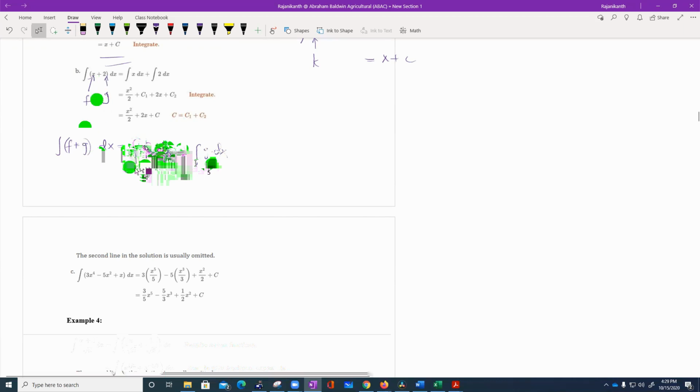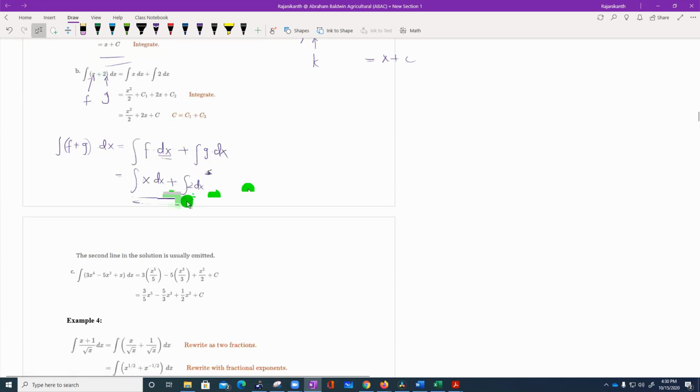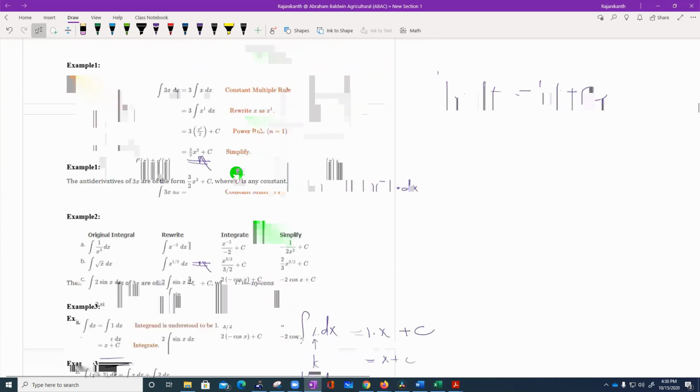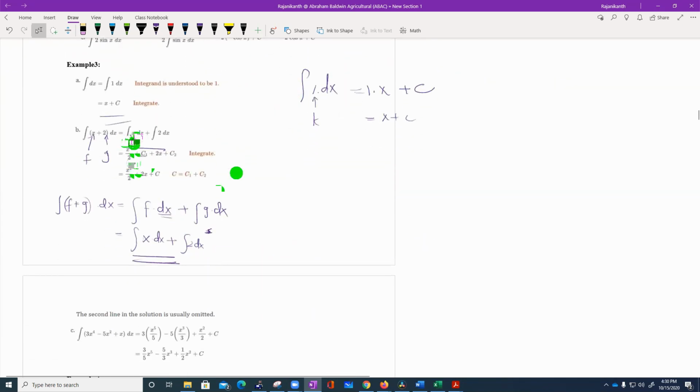Now, in this problem, our f function is x and our g function is 2. So this is simply the integral of x dx plus the integral of 2 dx. That is why you have this step here. Make sure that you understand. After splitting into two integrals, you are going to use those properties. The first integral is the integration of x. Now you know the integration of x. The power is 1, so x to the power 2 over 2, plus some constant.